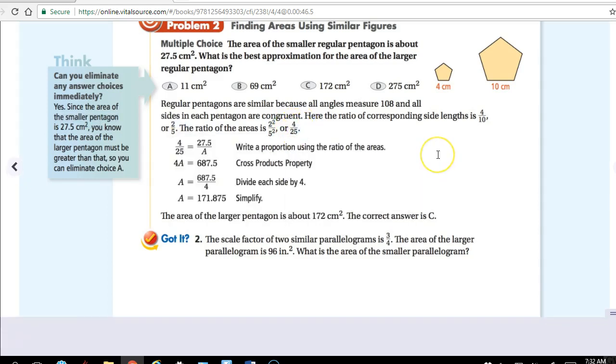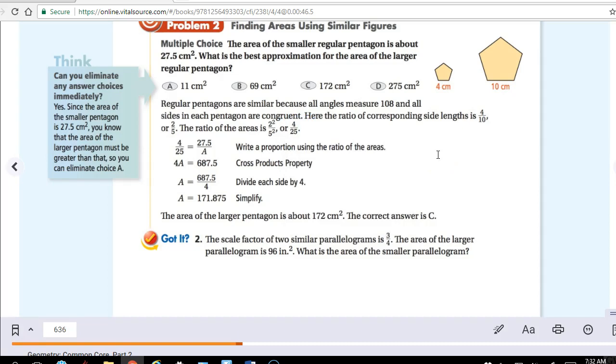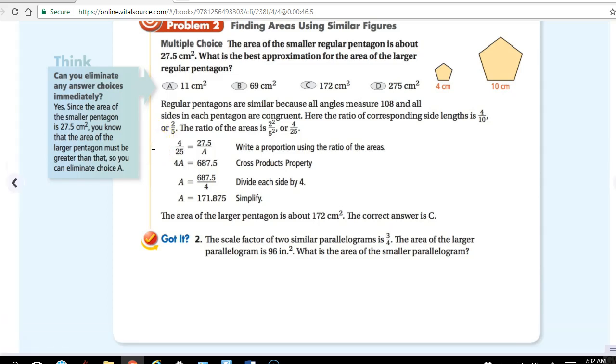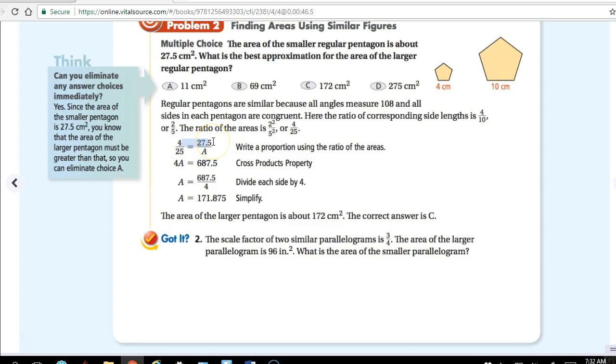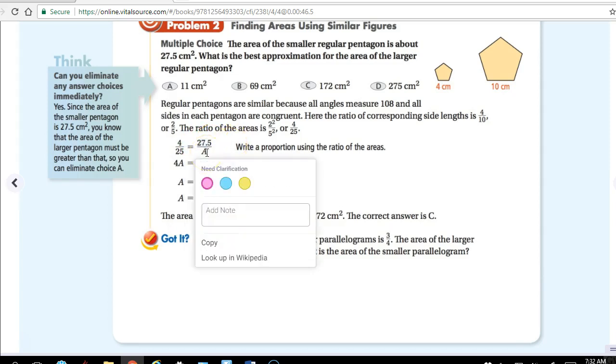Now, after we set that up, we can use a proportion to help us answer our question. Because 4 to 25 is the area of the small one to the area of the large one. So over on this side, we have to compare 25, which was the area of the small one, to the area of the large one.